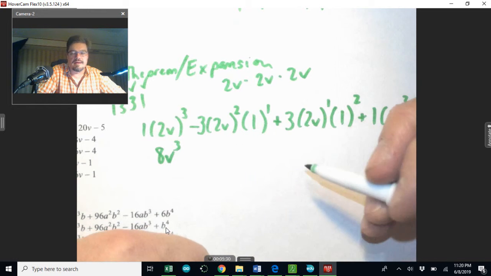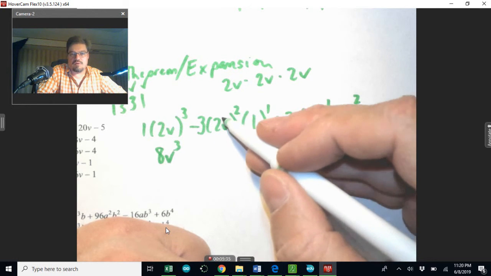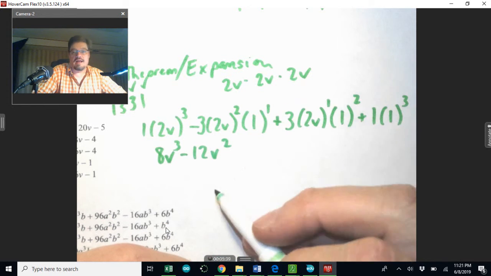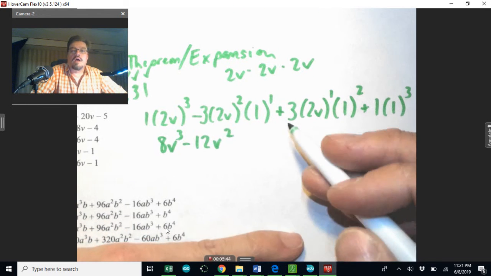This is it. So now we have 2 to the second, 4. 4 times negative 3 is negative 12, and then v goes right to the second. Now I am technically multiplying by 1 to the first power, but this is 1. Okay, next guy.